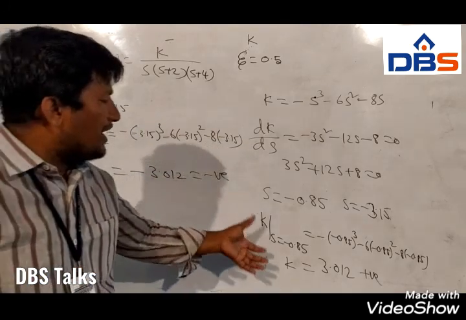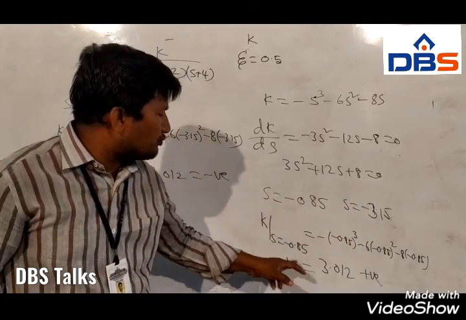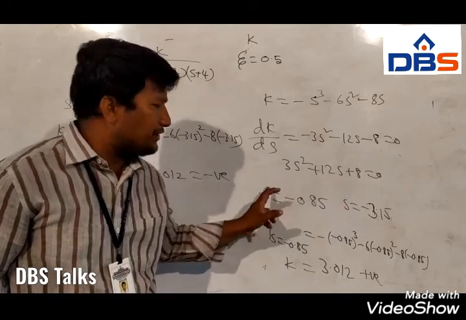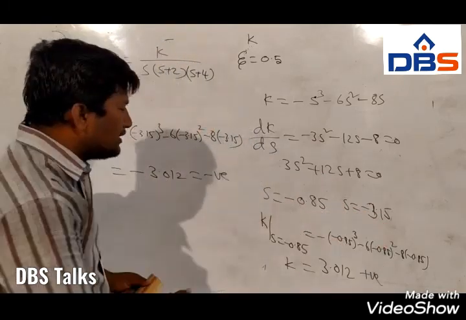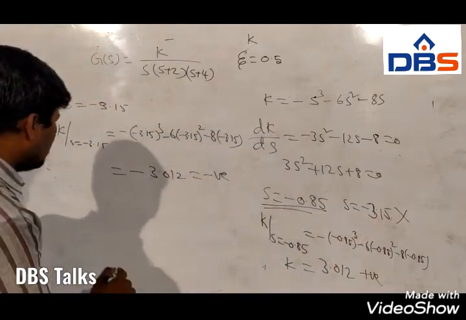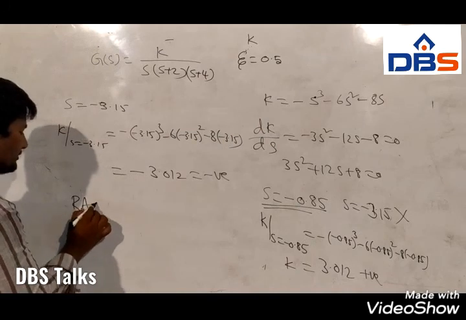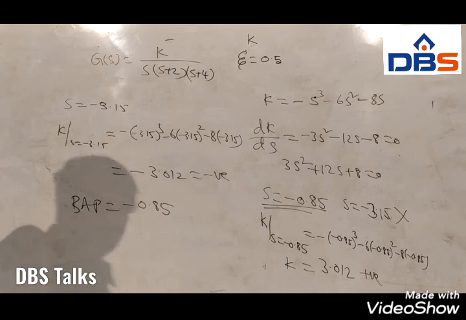So among these two values, minus 0.85 and minus 3.15, the K value is positive for minus 0.85 and the K value is negative for minus 3.15. That's why minus 0.85 is the valid breakaway point and minus 3.15 is not a valid breakaway point. Therefore breakaway point equal to minus 0.85.